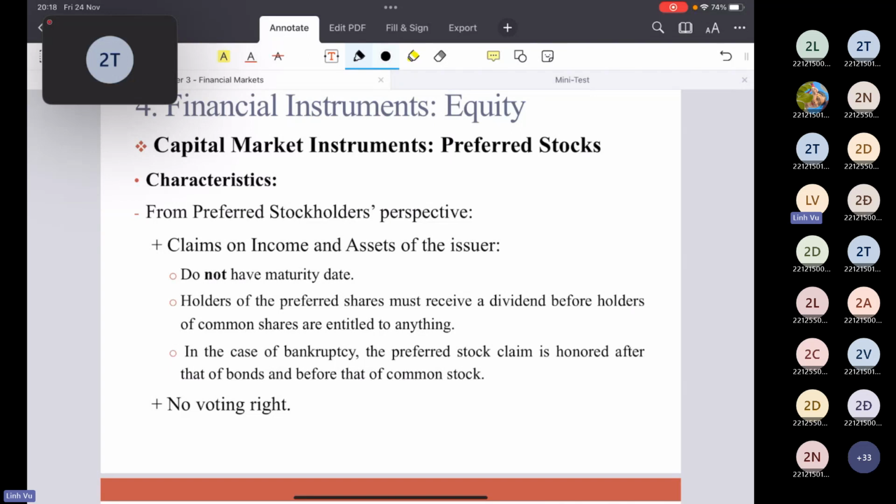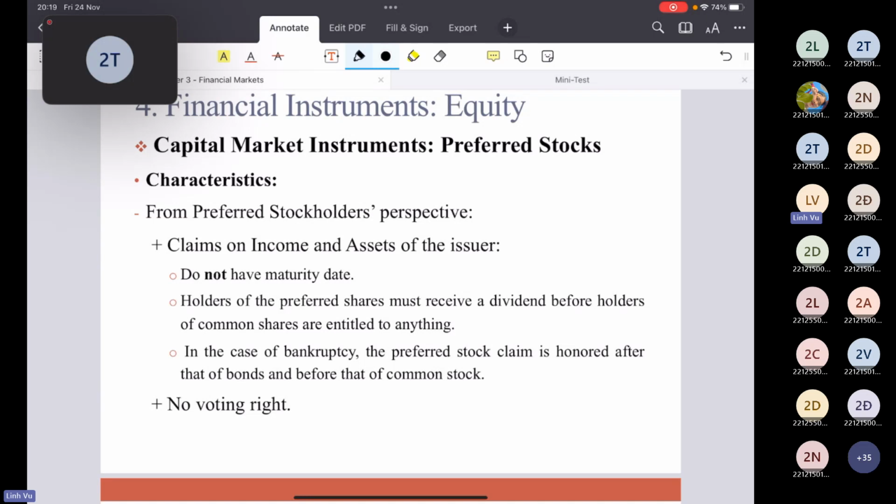Although the preferred stockholders have some preferences and priorities over the common stockholders, the thing they do not have, compared with common stockholders, is the voting right. So if you are an investor holding the preferred stock of one company, you will not have any voting right in any decision of the firm.